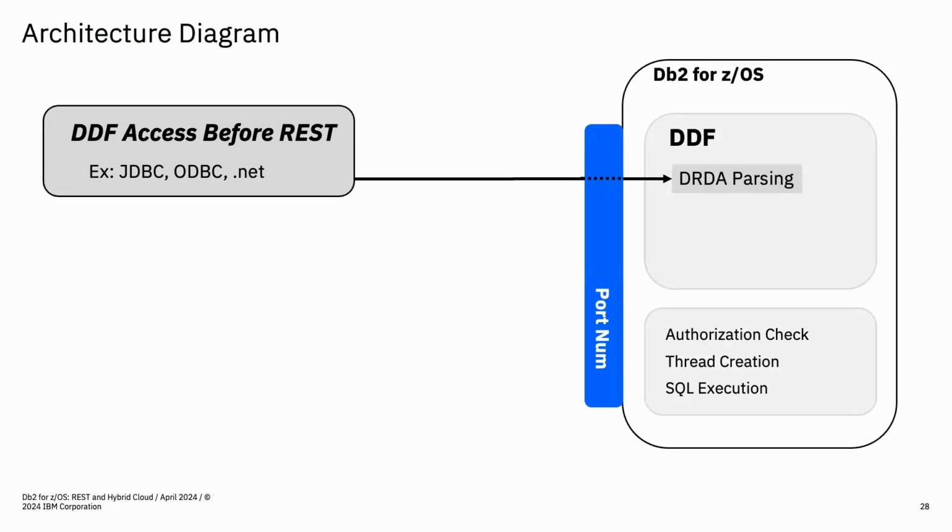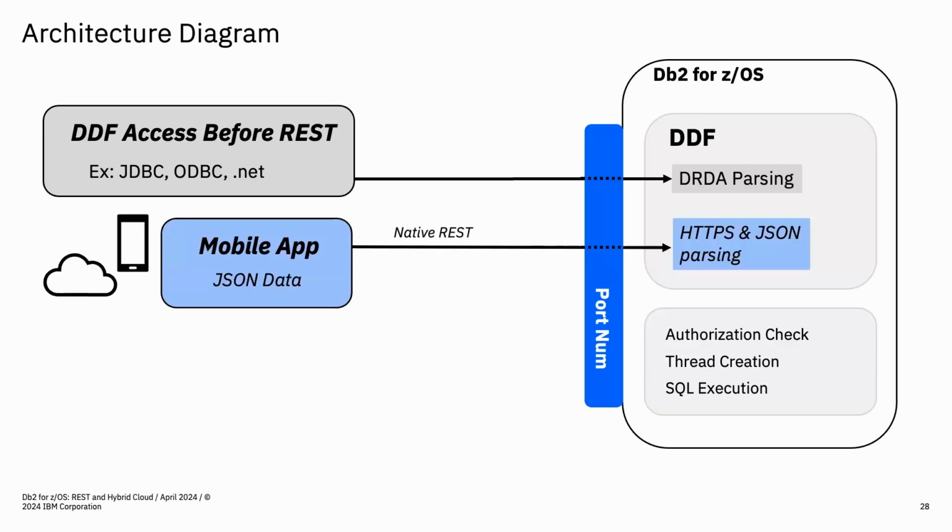So here's a brief overview diagram of what's going on. Before REST, this might be things like JDBC, Java Database Connectivity, ODBC, Open Database Connectivity, or .NET. Any of those forms can access DB2 through a regular port number. It would go to the distributed data facility, and whatever data and information is there would then be parsed using distributed relational database architecture, things like that.